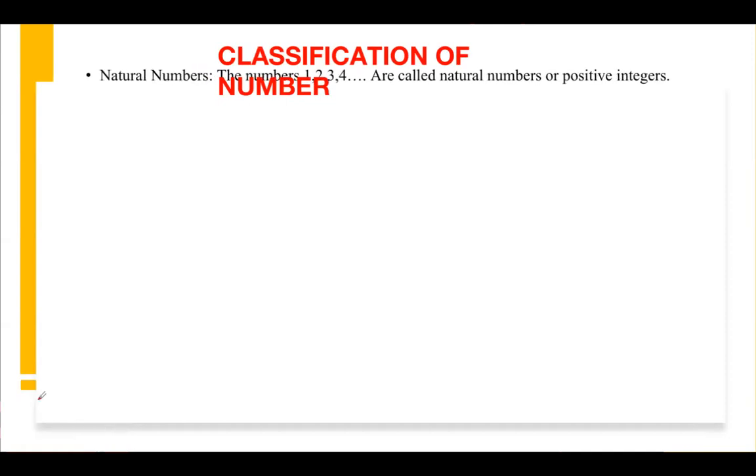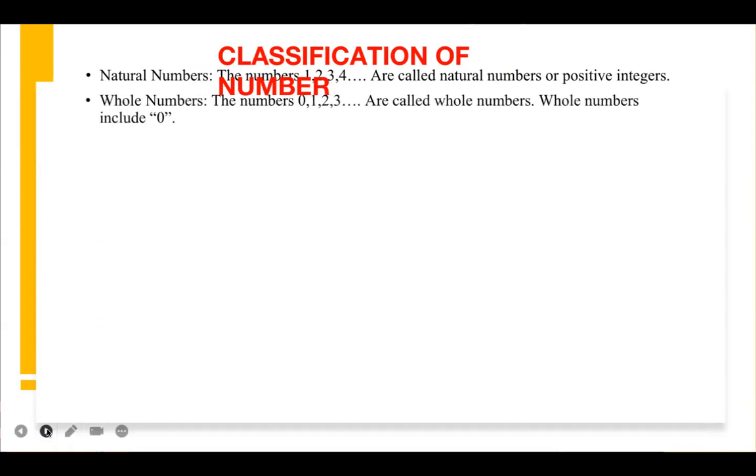Okay. So natural numbers. The numbers 1, 2, 3, 4 are called natural numbers or positive numbers. Whole numbers, I had told you, include 0. So the numbers starting from 0 to infinity are known as whole numbers.